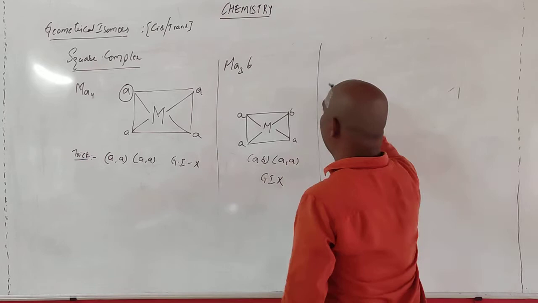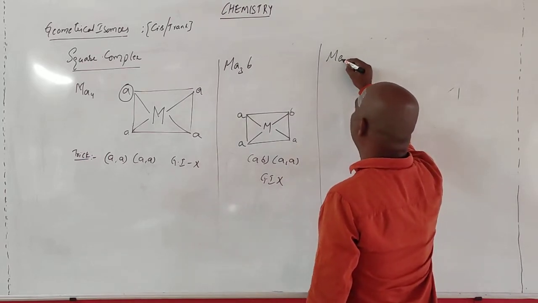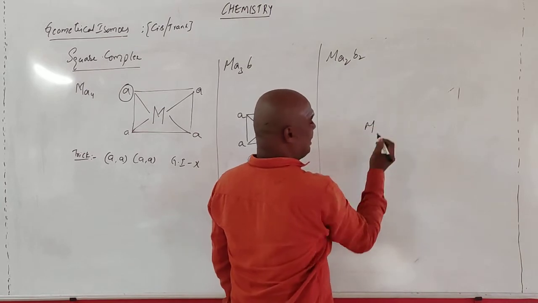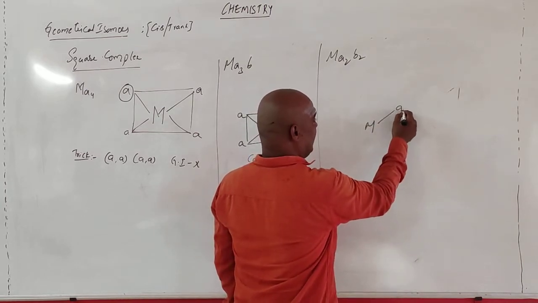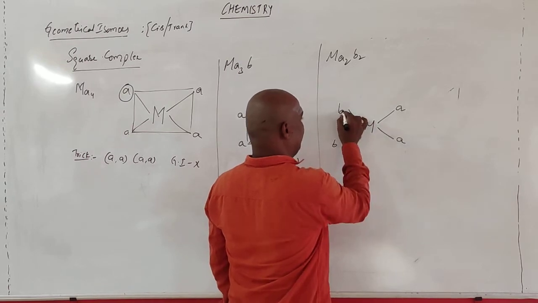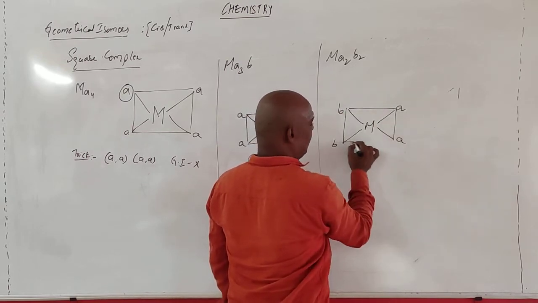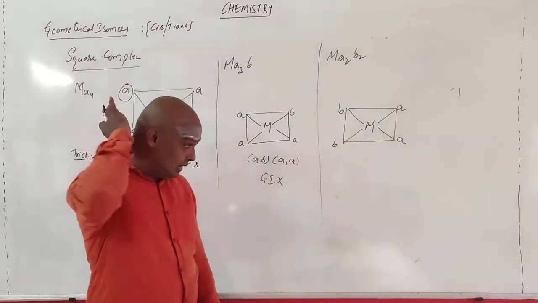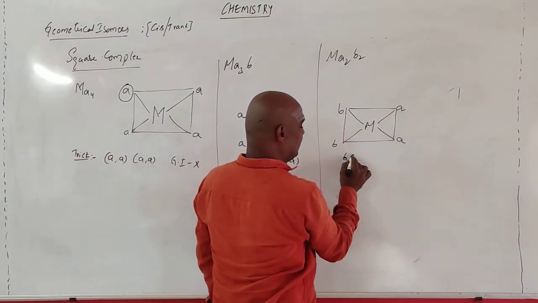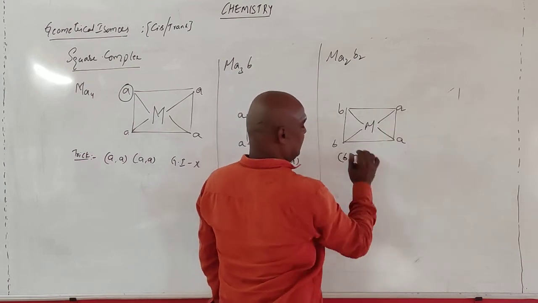Right. Next going for MA2B2. So take the central atom here. A, this is B. This is the complex. Okay. You have got the complex. Right. Now take the combinations. Opposite, B, A. Next, B, A.